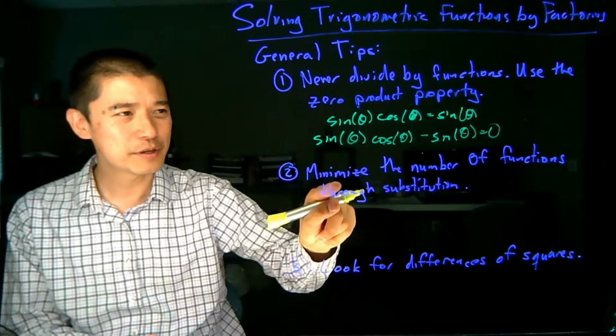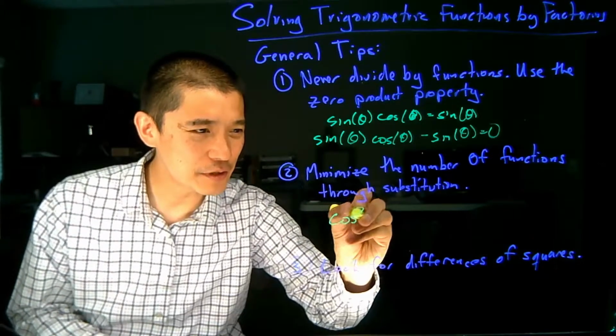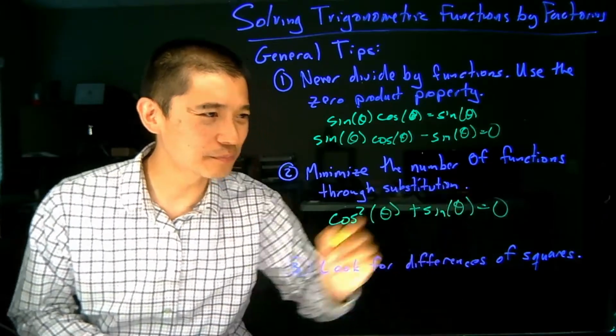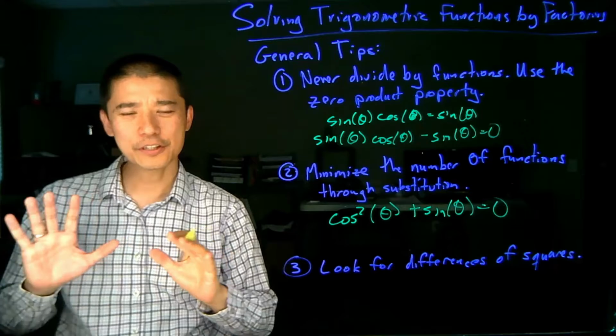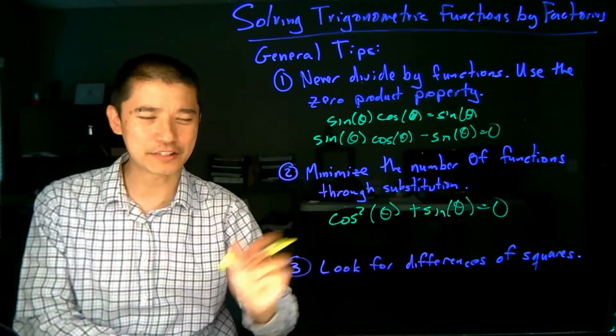Here's the next tip. Minimize the number of functions through substitution. You might have a situation that looks like this. Cosine squared theta plus sine theta is equal to 0. Now, if you see this, you have sines and cosines. You can't really do a factorization because you don't have the same terms here.